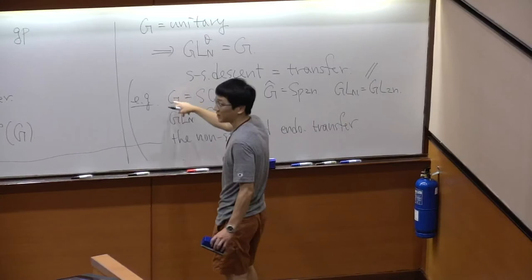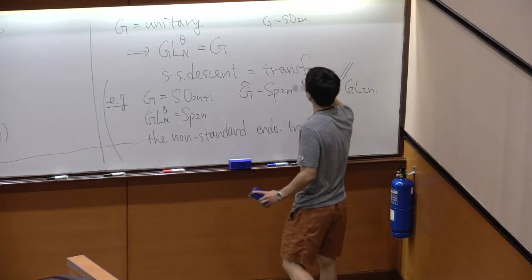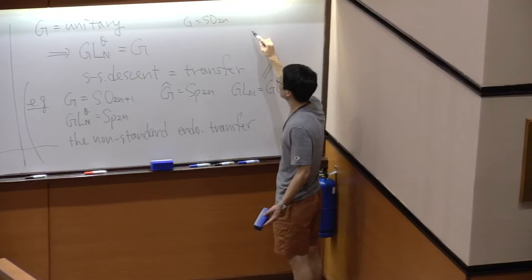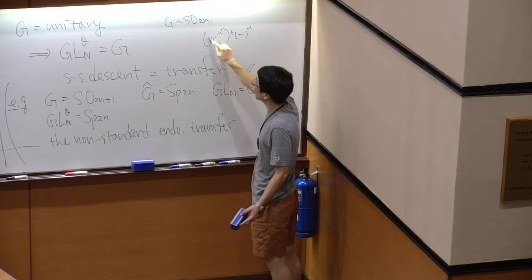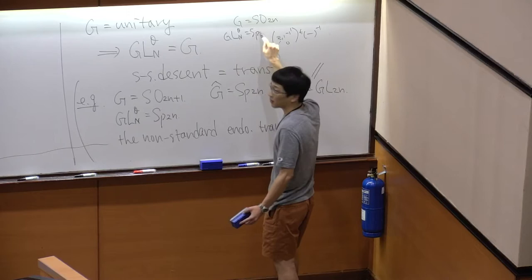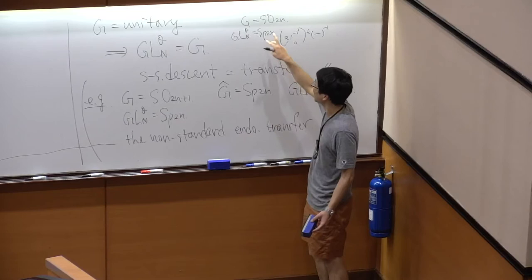The case where G is SO2N, I think we usually take theta to be the composition of transpose inverse and a conjugation by anti-diagonal matrices of 1, minus 1, 1, minus 1. So in this case, G^theta is given by SP2N. So this is not non-standard endoscopy, just a standard endoscopy. But I think it's still difficult to describe the transfer.